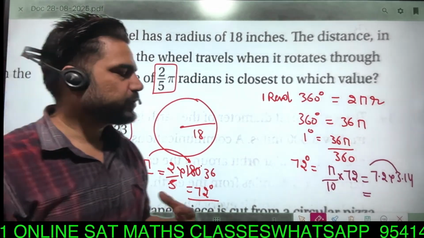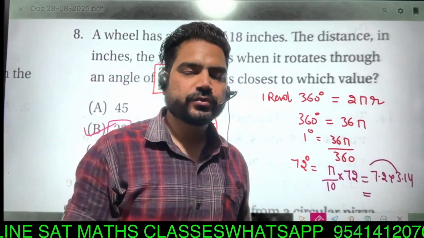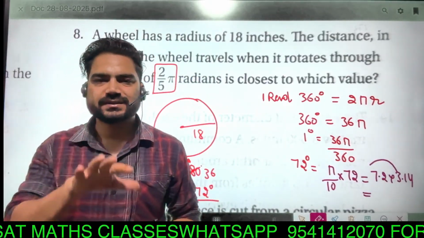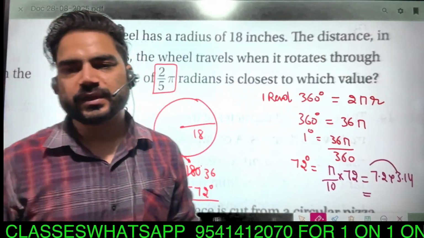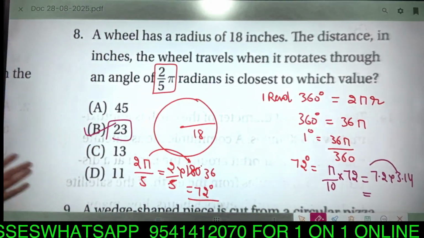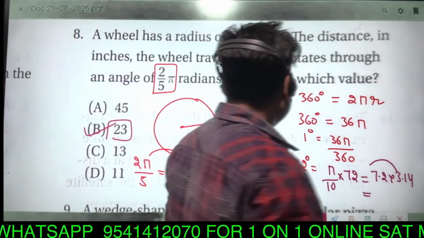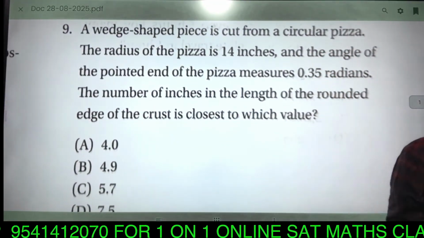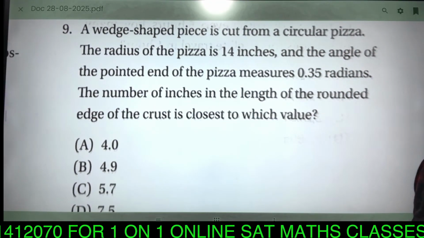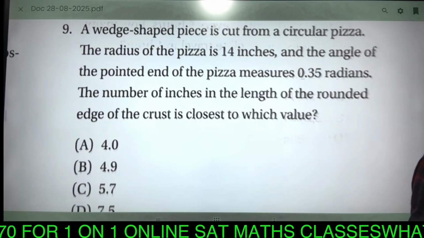So in questions of wheels, we have to know one concept, that the distance traveled in one revolution is always equal to 2 pi r. Okay, moving on, question number 9. Question number 9 is, a wedge shaped piece is cut from a circular pizza.